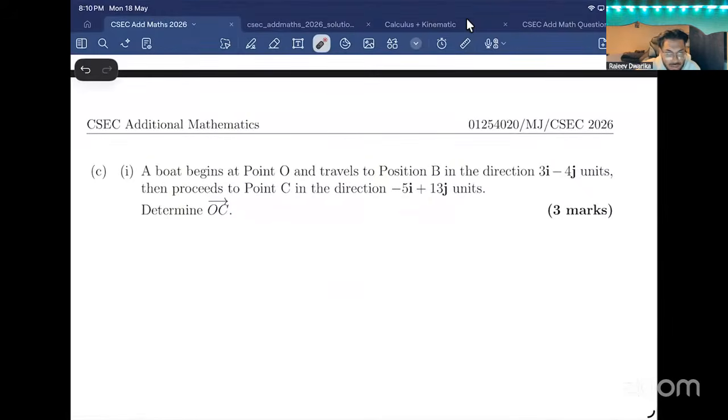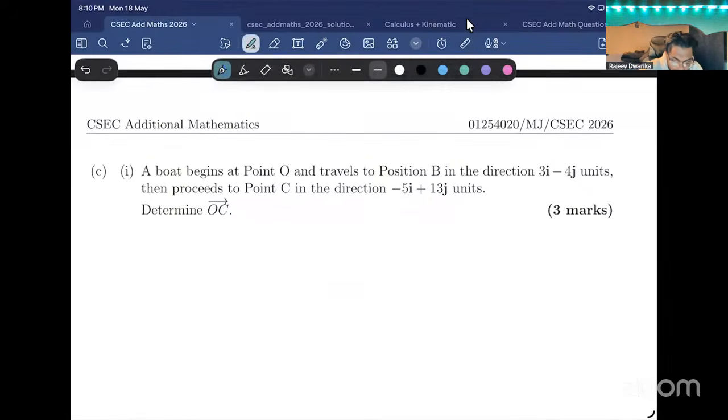I'll do a sketch for you guys to understand. So they're saying a boat begins at point O. So here, a parallel diagram. It begins at point O and travels to position B. So this is a sketch, right?